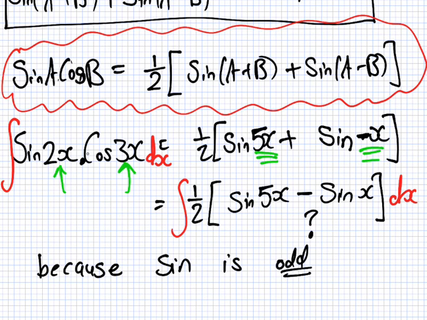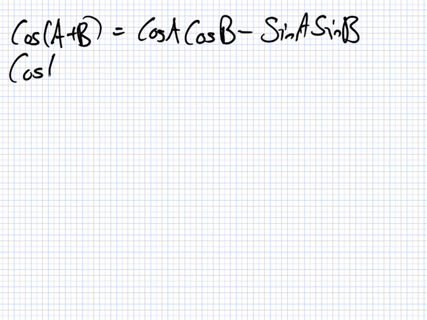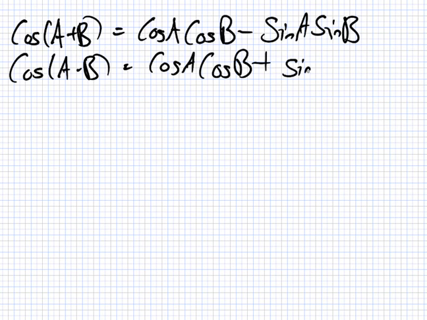You got one? Shouldn't take you too long. The key thing here is to realize which formula you need. You need the cos A plus B. Cos A plus B is cos A cos B minus sine A sine B, and then cos A minus B is cos A cos B plus sine A sine B.